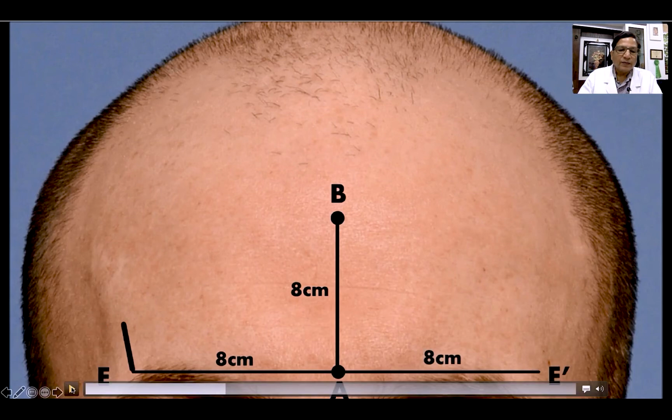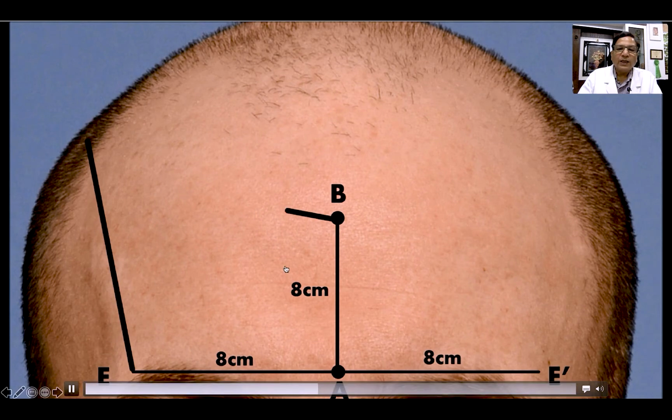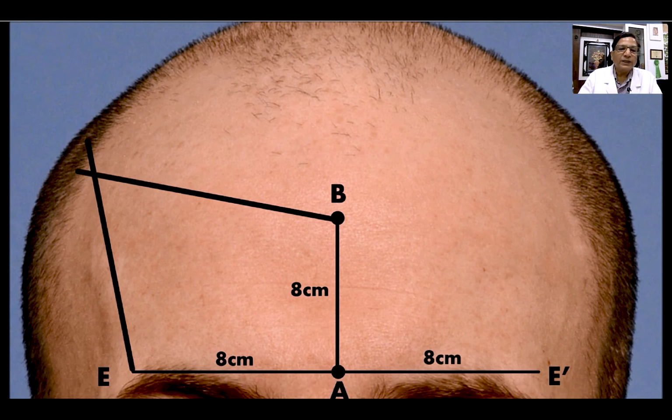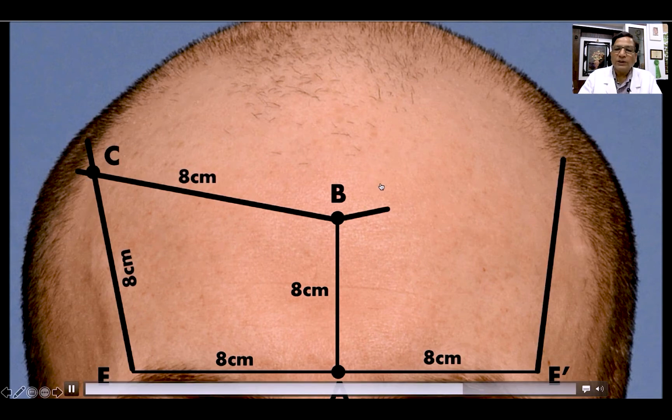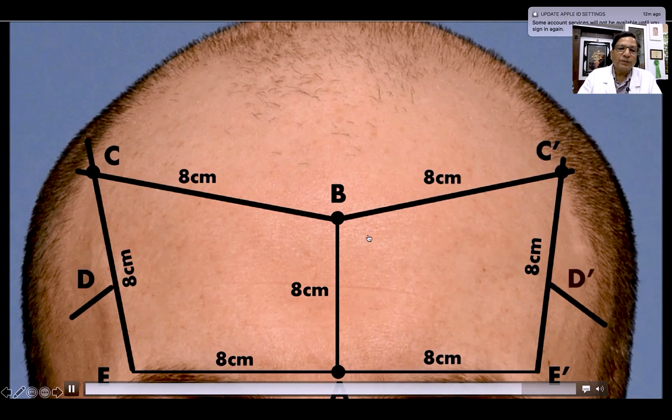Then from the lateral canthus point, 8 centimeter into the frontotemporal region, two lines are taken. One we take from the lateral canthus, 8 centimeter, then another we take from the mid-frontal point horizontally, 8 centimeter, and where they intersect is the frontotemporal point. Repeat the same thing on the opposite side. So you got this. Now we take the temporal peak point.